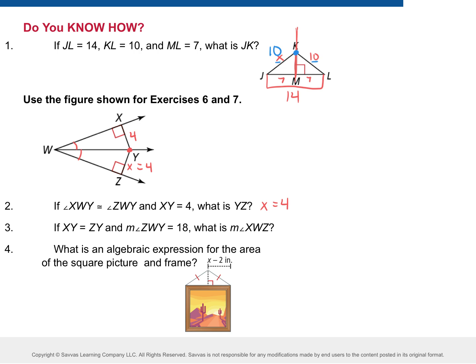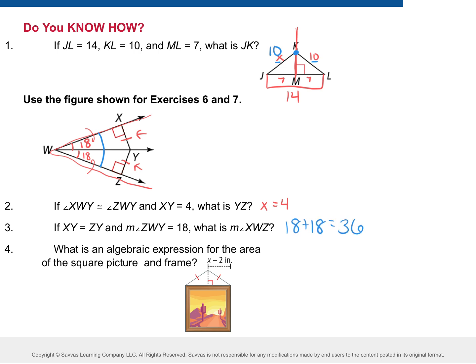Okay? Number 7 tells us XY is congruent to ZY and ZWY is 18. What is XWZ? What do you think? 36. How'd you get that? XY and ZY are equal, so then the angles would be equal. Correct, yep. Since these two lines are the same, we can assume that these two angles are going to be the same. But the question wants this whole angle, so how do we figure that out? Yep, 18 plus 18 is 36.